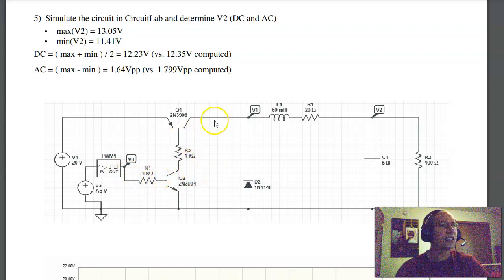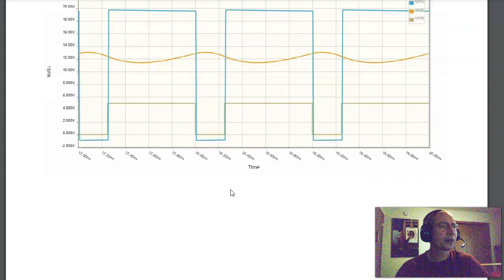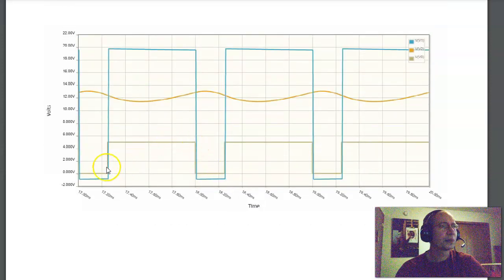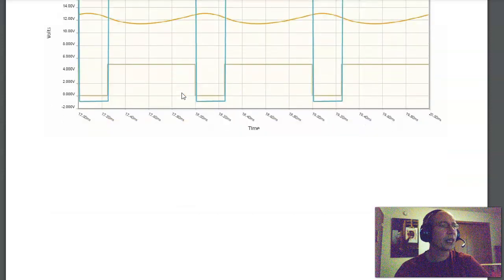If I simulate it, I can now see the voltage at V1 and V2. V1 is the blue line, and notice it's 20 volts minus about 0.2. That's the 0.2 volt drop across the PNP transistor. That's when the switch is closed. When the switch is open, it's minus 0.7, ballpark. That's V1. V2 then is the orange line, and it's similar to what we calculated.